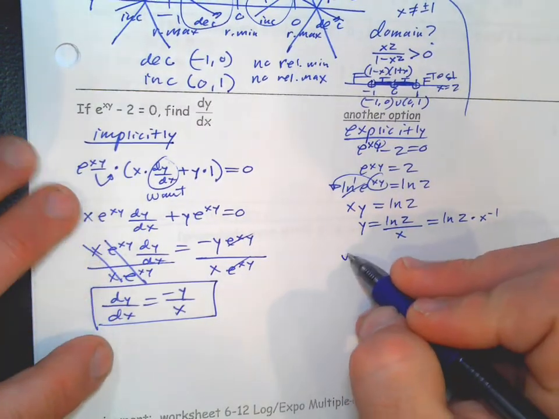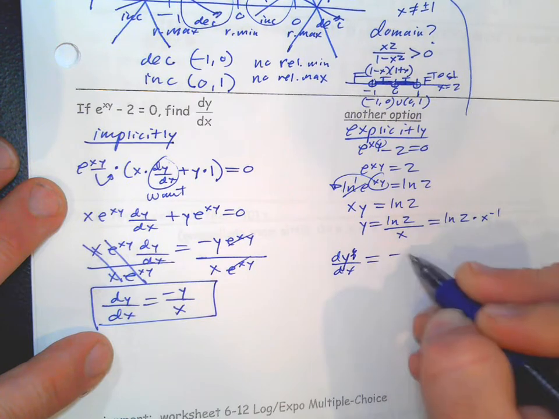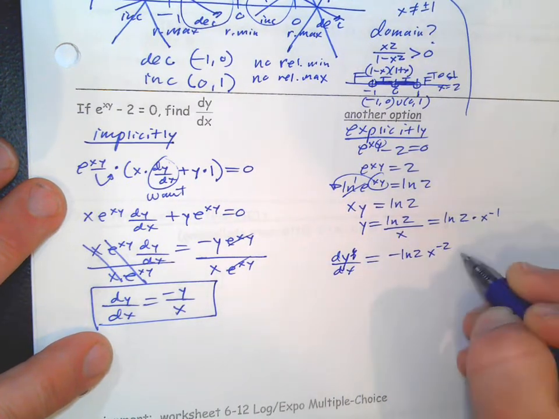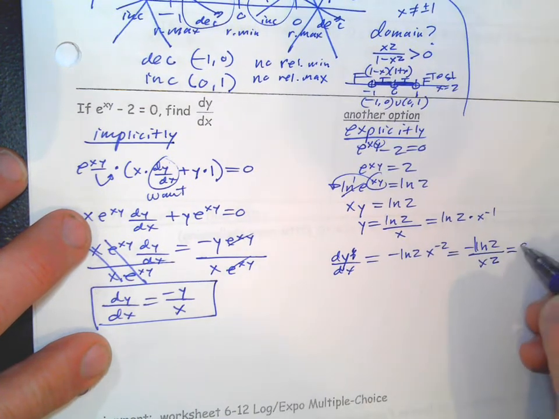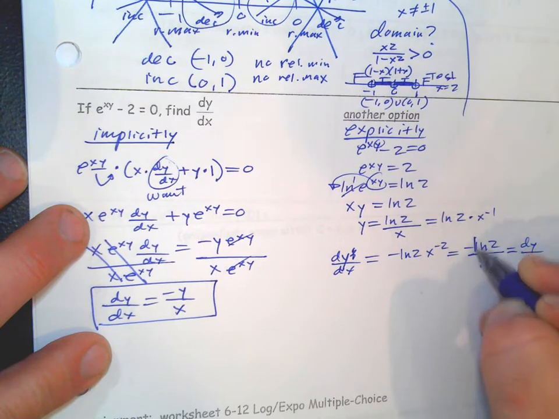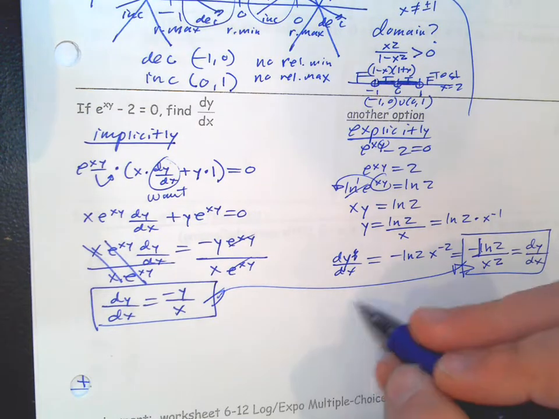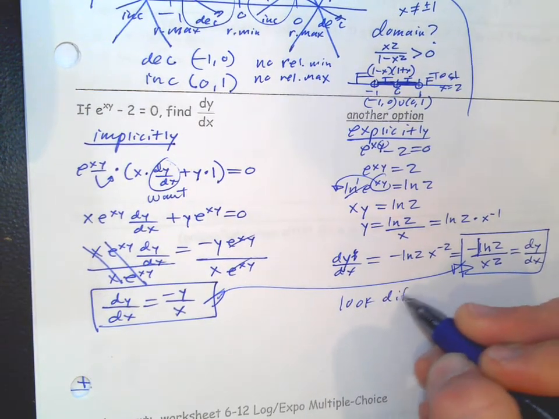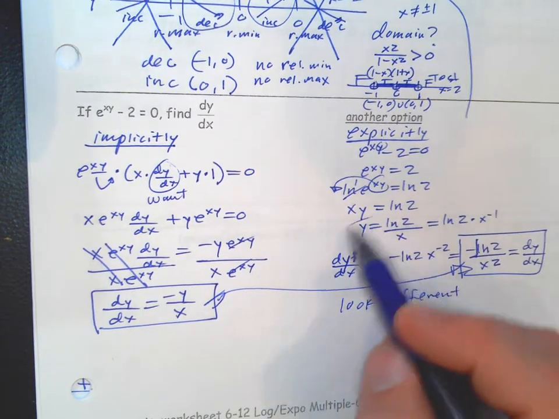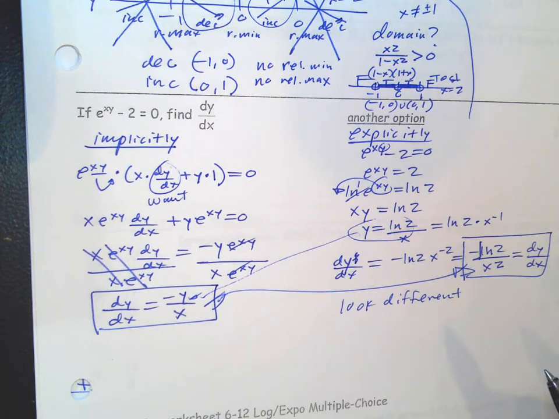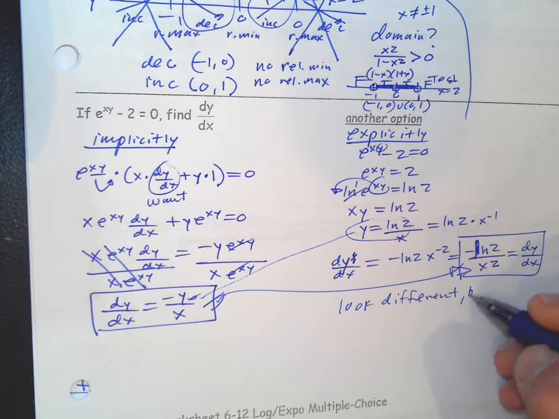So now we could try the derivative. Dy dx equals negative natural log of 2 times x to the negative 2, or negative natural log of 2 over x squared. So this is my answer for the derivative. The interesting thing is these should be equivalent to each other. I mean, they look different, but they're the same. If you were to take this right here and plug it in for y, they would look exactly the same, right? So they look different, but they're equivalent.